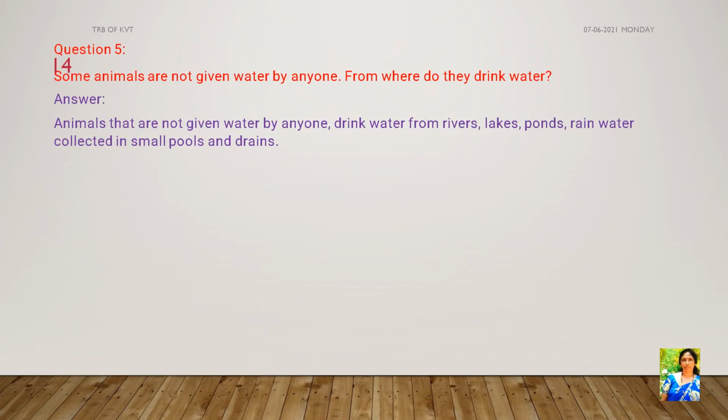Some animals are not given water by anyone. For example, wild animals live in the jungle, isn't it? We don't go in there and give water, isn't it? From where do they drink water? Animals that are not given water by anyone drink water from rivers, lakes, ponds, rainwater collected in small pools and drains. Now here, children, these rivers, lakes, ponds, all rainwater, all these are the sources of water. That means the places from where we get the water.